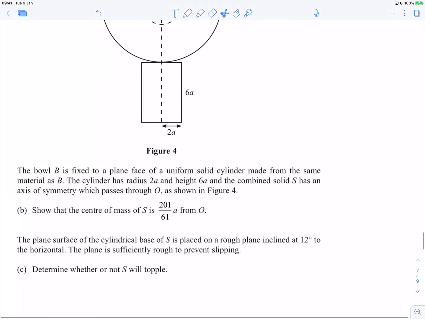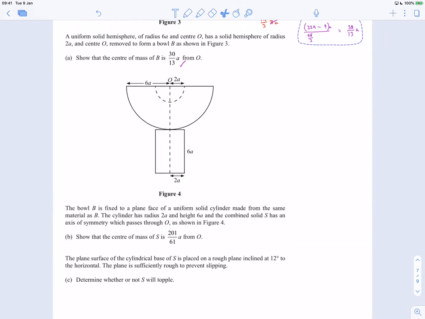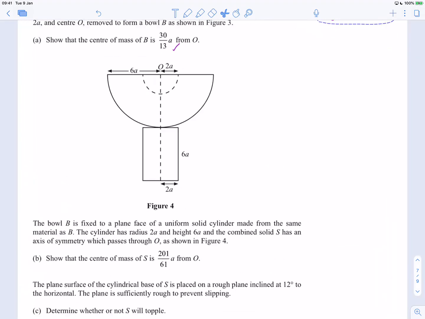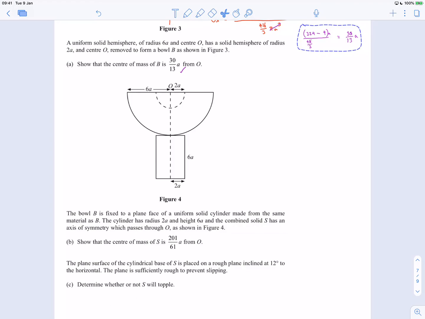Okay, what have we got here? The bowl B is fixed to a plane face of a uniform solid cylinder made from the same material B. The cylinder has a radius 2a and a height of 6a, and the combined solid S has an axis of symmetry which passes through O. Show the centre of mass of S is that from O.